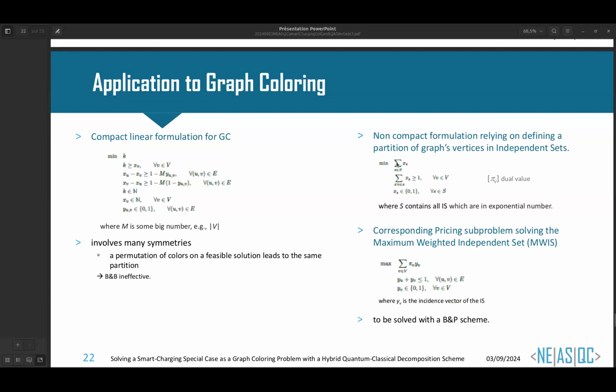And actually, we will be using in the relaxation of this problem the dual variable values, which will be used in the pricing subproblem. And in the subproblem, we find the maximum independent set, which is to maximize a weighted independent set, because we use the price of the dual variable for the graph coloring problem. So this will be solved with a branch and price scheme, especially because of the non-compact formulation here for the coloring problem.